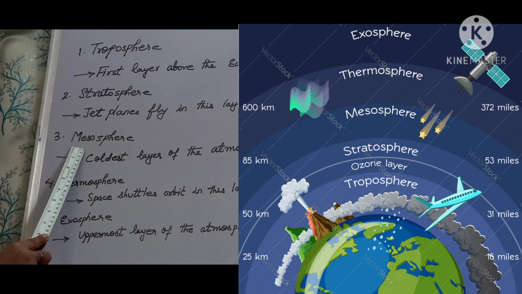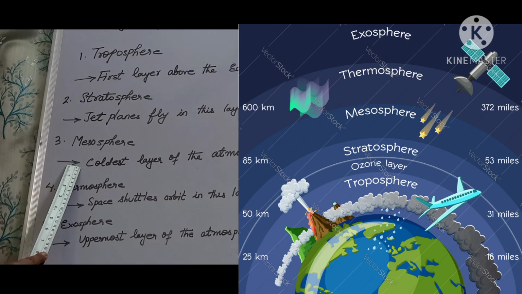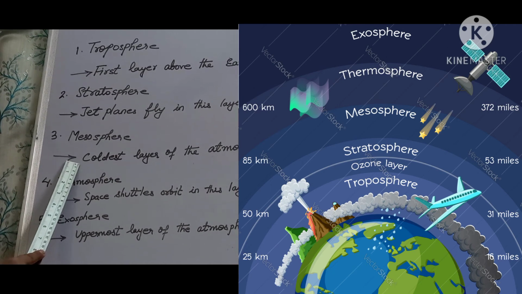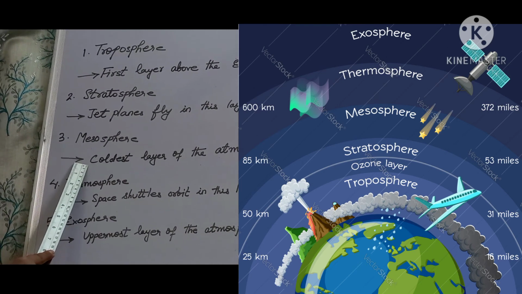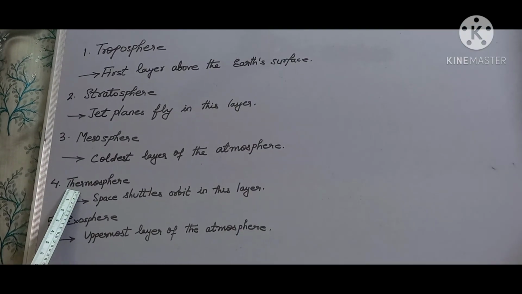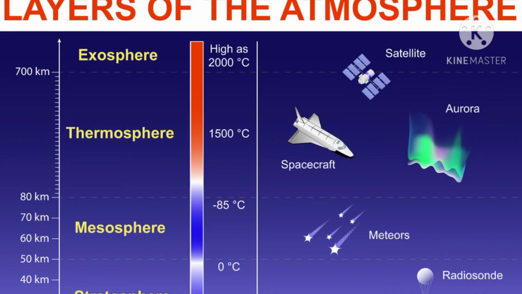Mesosphere is the third layer. It is also known as the coldest layer of the atmosphere. Many meteoroids entering the Earth's atmosphere burn out in this layer and thus do not reach the Earth's surface. Thermosphere is the fourth layer of the atmosphere. Many space shuttles orbit in this layer. The last and the uppermost layer of the atmosphere is the exosphere. It merges with the outer space and it also helps in long distance communication through radio, mobiles, etc.